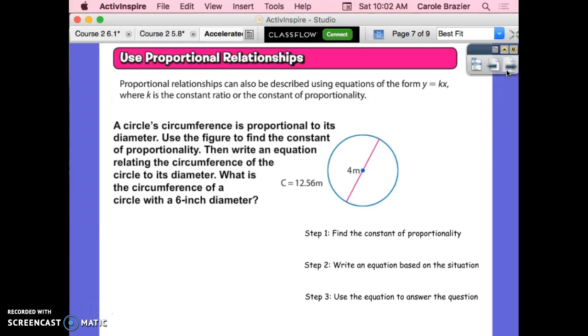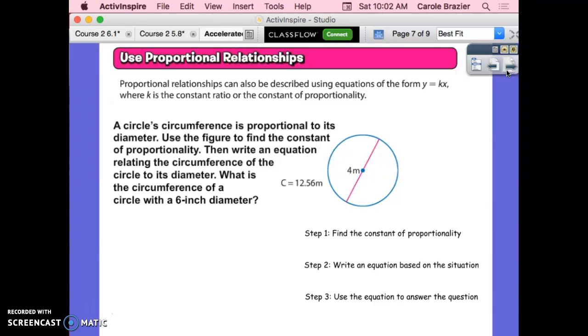So a circle's circumference is proportional to its diameter. Use the figure to find the constant of proportionality, then write an equation relating the circumference of the circle to its diameter. What is the circumference of a circle with a 6-inch diameter? So there's a lot of things that we have to do in this.